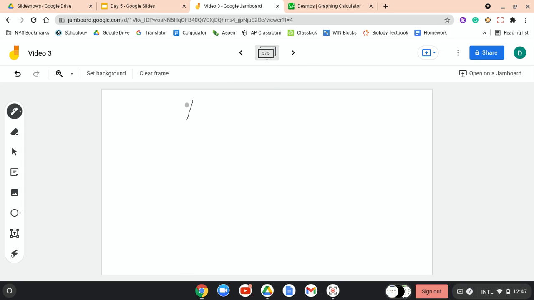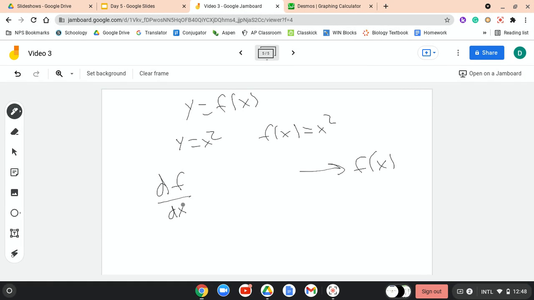Remember, sometimes we express y as f of x, because with our function notation, the output of our function is the y-coordinate. So sometimes instead of writing y equals x squared, we'd write f of x equals x squared to illustrate that our y-coordinate is the function applied to our x-coordinate. It solely depends on what our x-coordinate is. So as a result, because y and f of x mean the same thing, sometimes we write our derivative as df over dx.